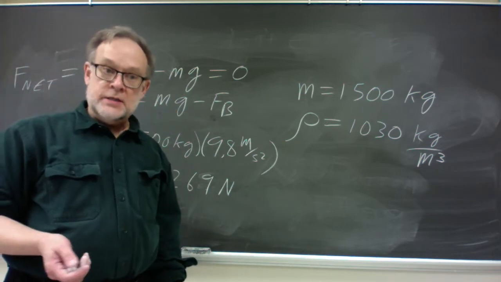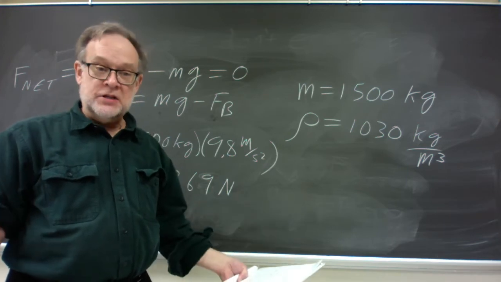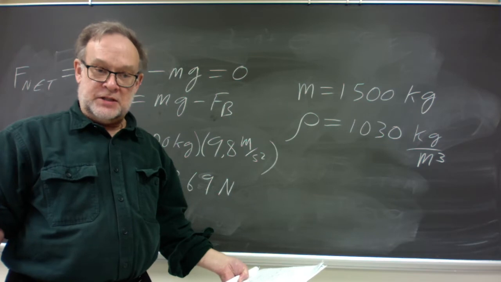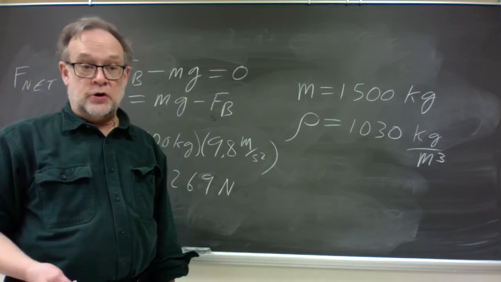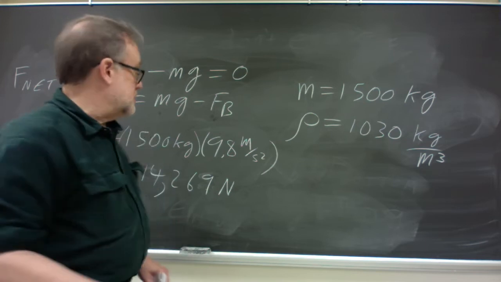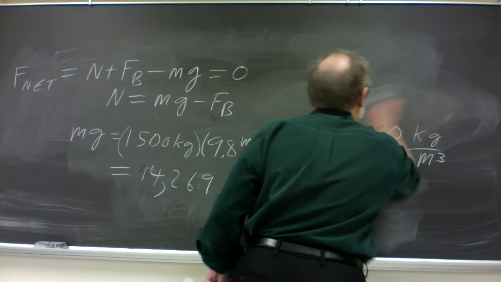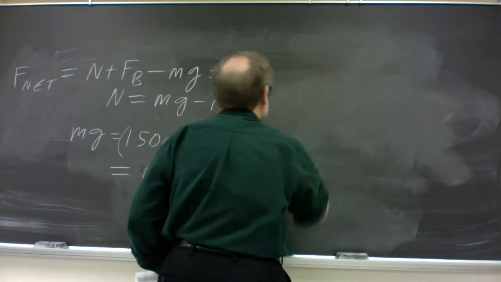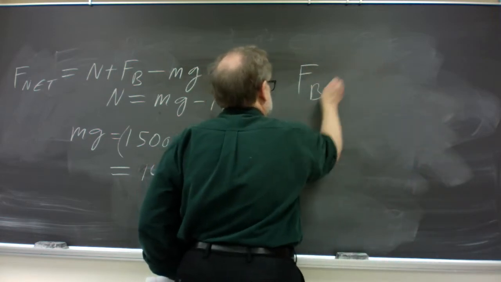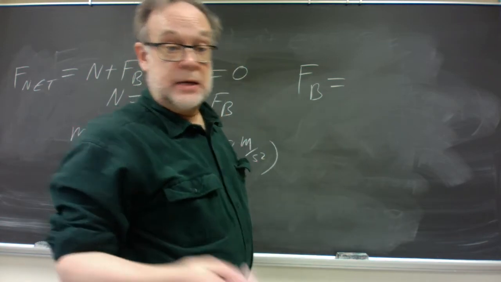Well, what is the magnitude of the buoyant force? It's the weight of the fluid displaced. In this case, the fluid is water. So it's the weight of water displaced, or in other words, the mass of water displaced times g.